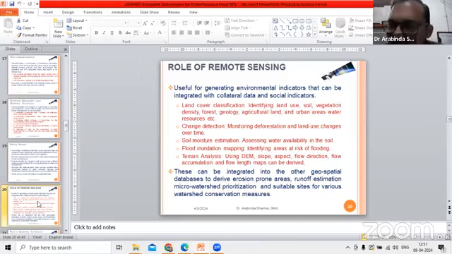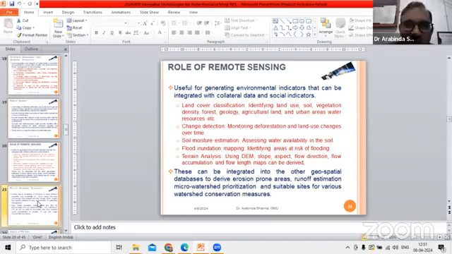Next thing, you have to integrate all those data, right? And that can be done in a GIS environment, right?